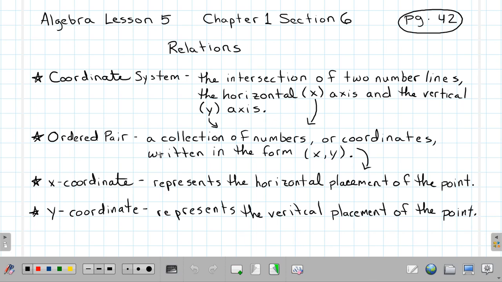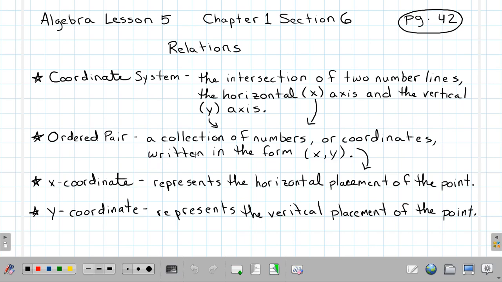It's always written in the form x comma y, where the x value that we're talking about is the first number, comma, y the second value after the comma. So that's where we get the terms x-axis and y-axis. The x and the y come from that. Well, why is it x and y? That's what we talk about next with the x-coordinate and the y-coordinate.